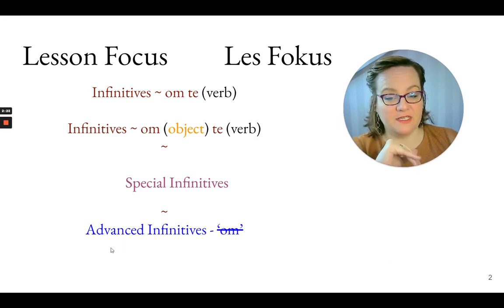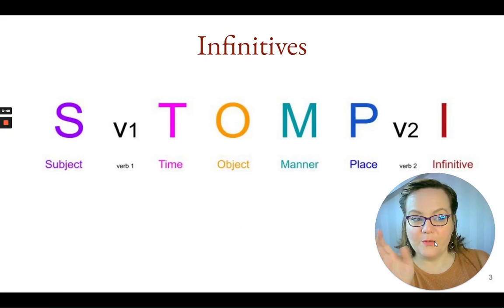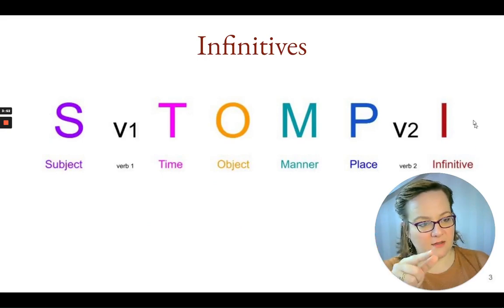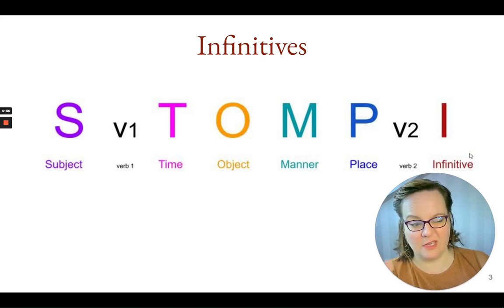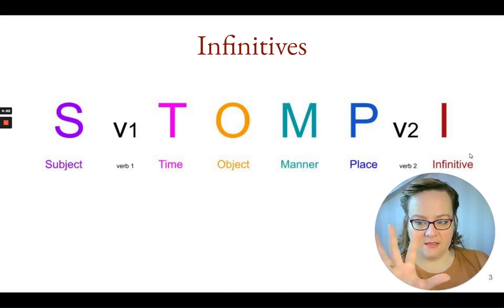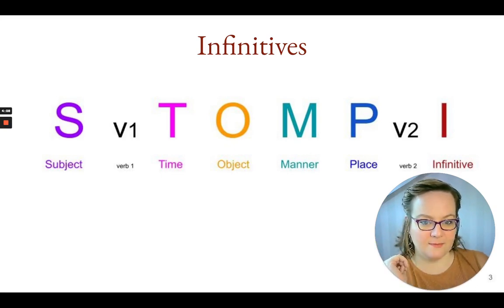Then the special infinitives and the advanced infinitives with no om. When we have a sentence, we have our infinitive at the end. The infinitive is the reason, it gives you a goal for whatever happened before the infinitive. There's an om, a te, and a verb. So that's the main idea. Om, te and a verb, and a slight variation on that.